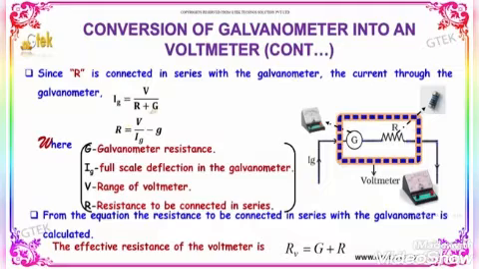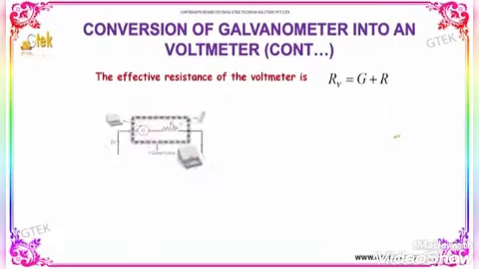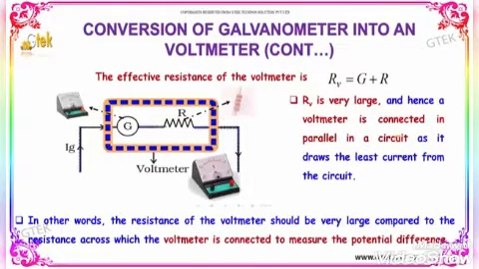G is galvanometer resistance, Ig full scale deflection current in the galvanometer, V range of voltmeter, capital R resistance to be connected in series. From the equation, the resistance to be connected in series with the galvanometer is calculated. The effective resistance of the voltmeter is Rv is equal to G plus R.